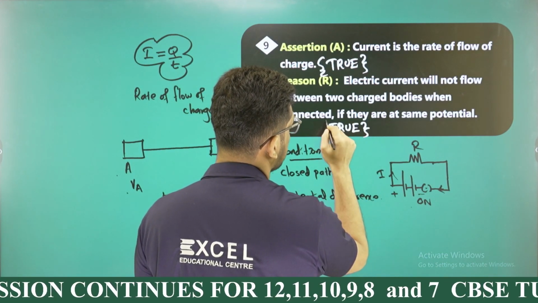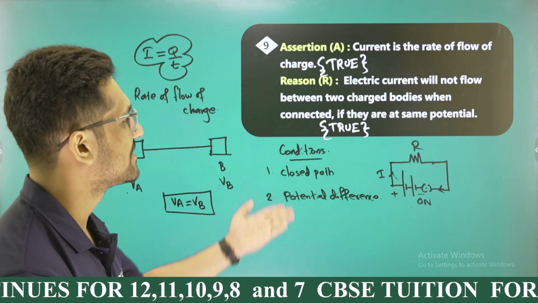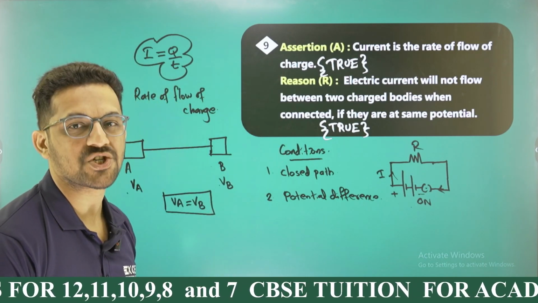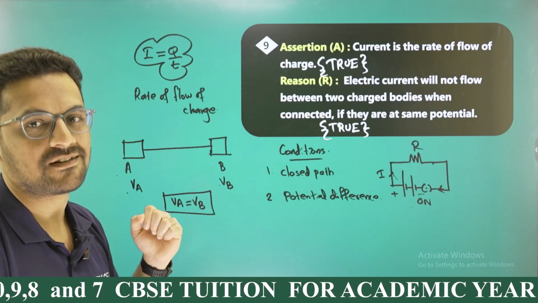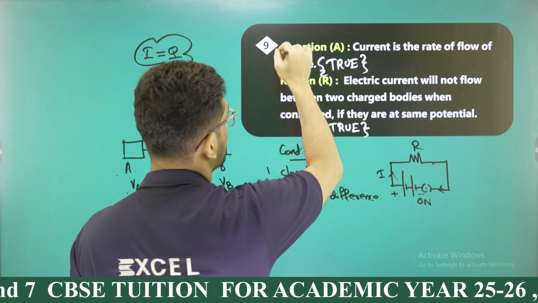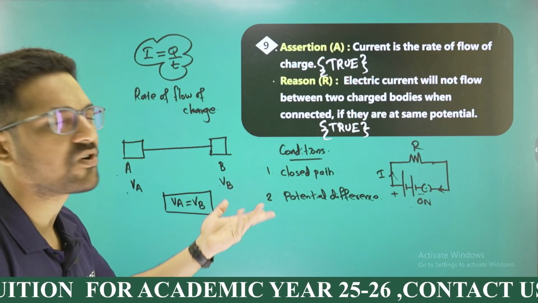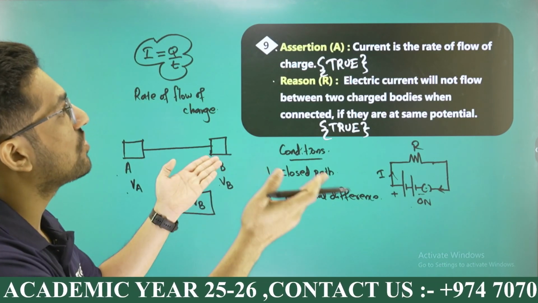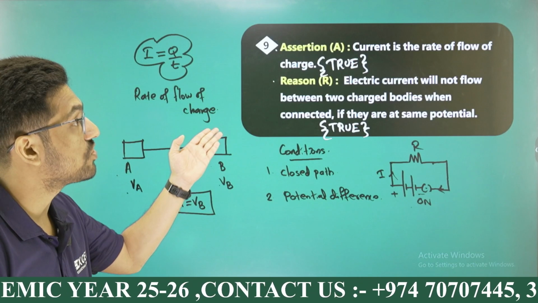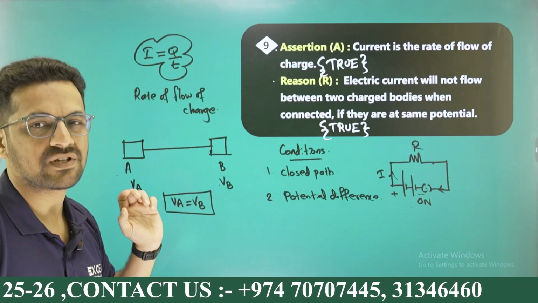So assertion is true, reason is correct, but reason is not the correct explanation for assertion, right? So that will be our answer. Both the assertion and the reason are true, but the reason is not the correct explanation for the assertion. Current is the rate of flow of charge. That's the assertion. So this is not the reason for that.